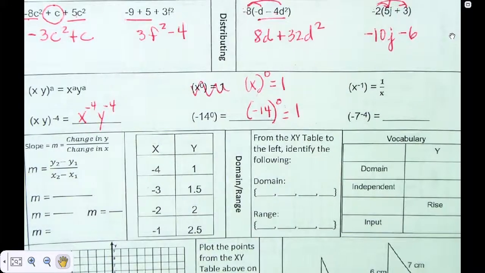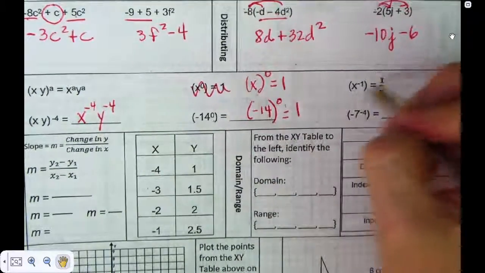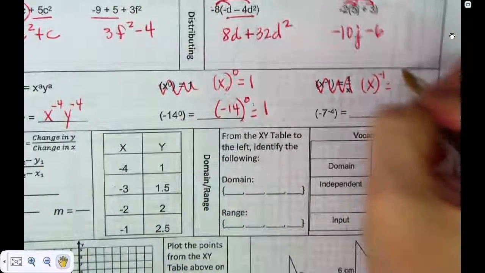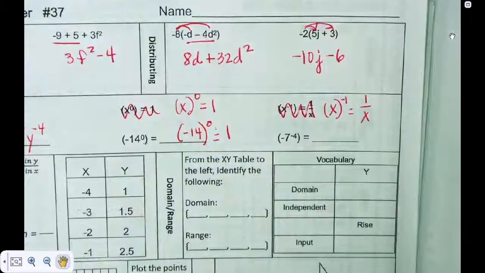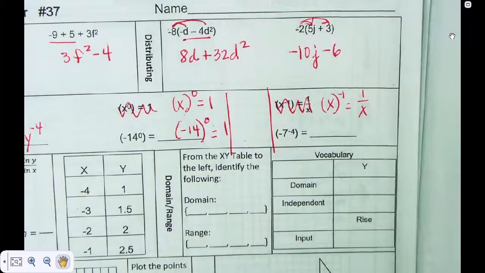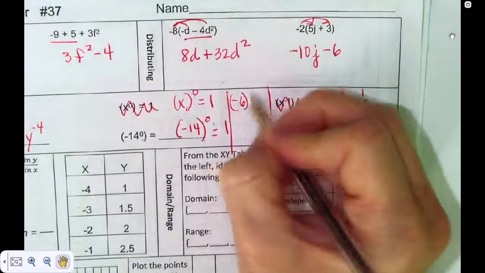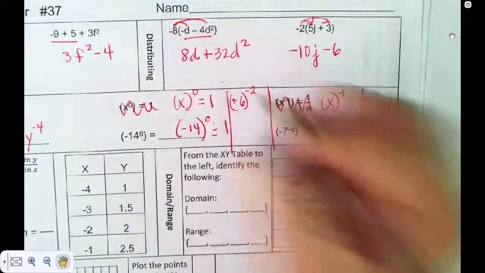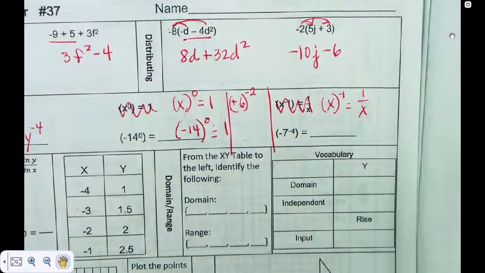Okay, so here's what I need you to do. This is written wrong too. Put x in parentheses to the negative 1 equals 1 over x. Write that down. We're going to start easy over here. What they're trying to show you is, let's say that we have negative 6 in parentheses. No, I'm sorry. Make that a positive 6 to the negative 2. We'll start off real easy. Okay, 6 in parentheses to the negative 2.